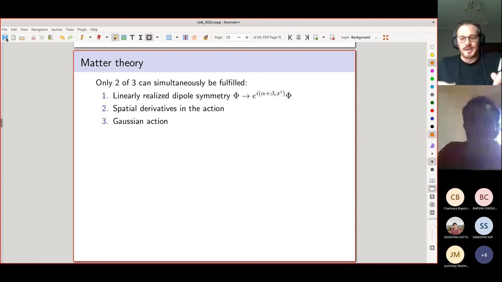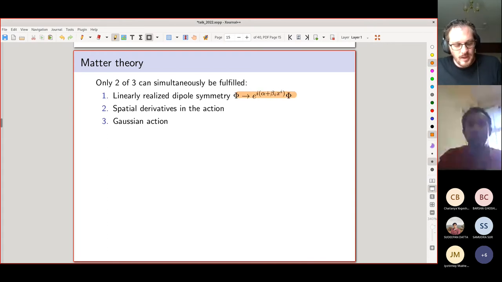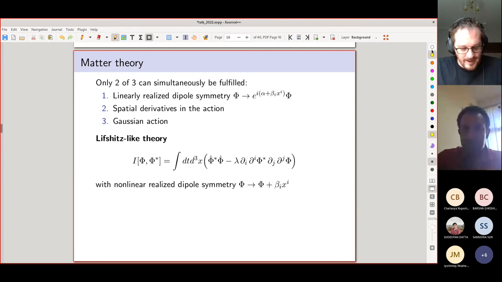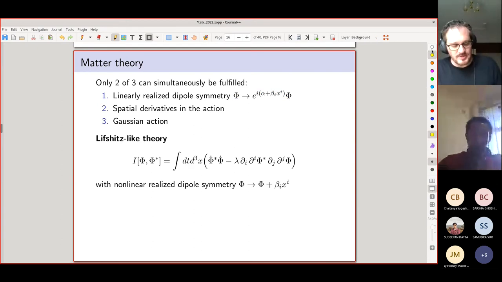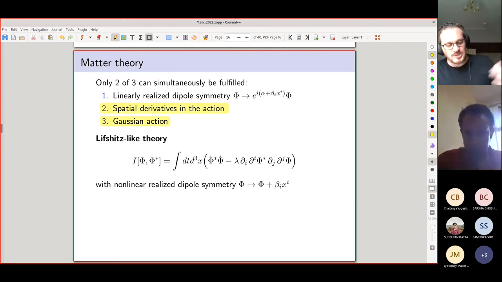I will show you now in each case where two are fulfilled and one of them isn't. For example, you can write down a theory with linearly realized dipole symmetry, by which I mean the following. You can write down a theory which has spatial derivatives in the action or has a Gaussian action. One way to realize such a theory is to have a Gaussian action with spatial derivatives, and then you're led to some Lifshitz-like theories like the one given here. You have a dipole symmetry, but it's not linearly realized.